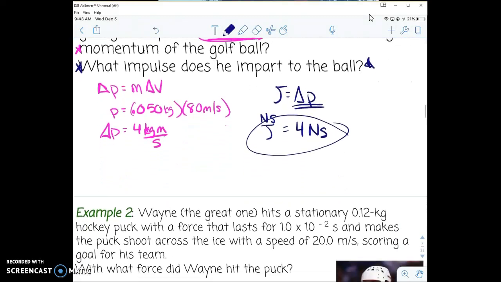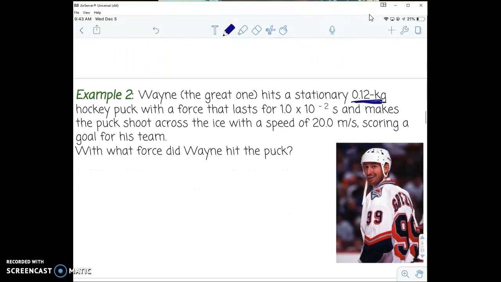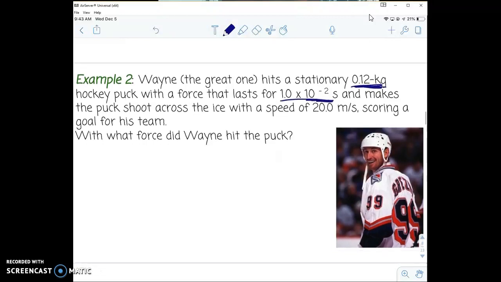Example 2. Wayne hits a stationary 0.12 kilogram hockey puck with a force that lasts for 1 times 10 to the negative 2 seconds and makes the puck shoot across the ice with a speed of 20 meters per second, scoring a goal for his team. What force did Wayne impart to the puck?